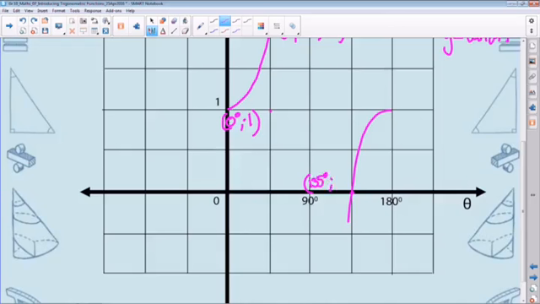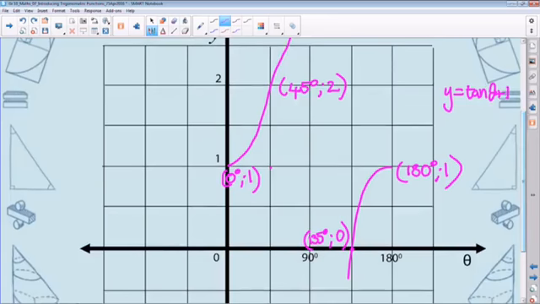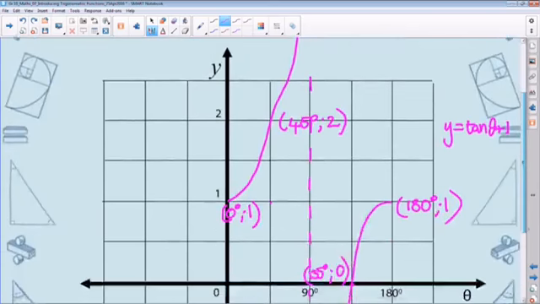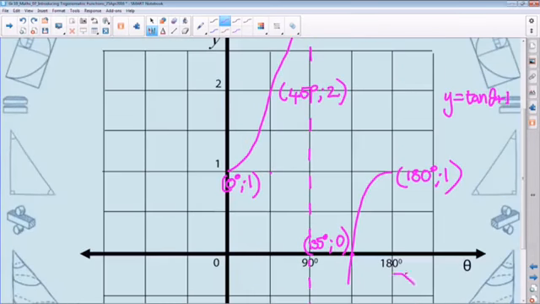So 135 degrees and 0. And then this point over here is going to be, any guesses? 180 degrees and 1. Are our asymptotes still in the same place? Yes, they are. Now, we were only asked to draw the function between 0 and 180 degrees. And look, there's the question over there. It says theta has a domain of between 0 and 180 degrees. And that's how we know to stop at 180 degrees.